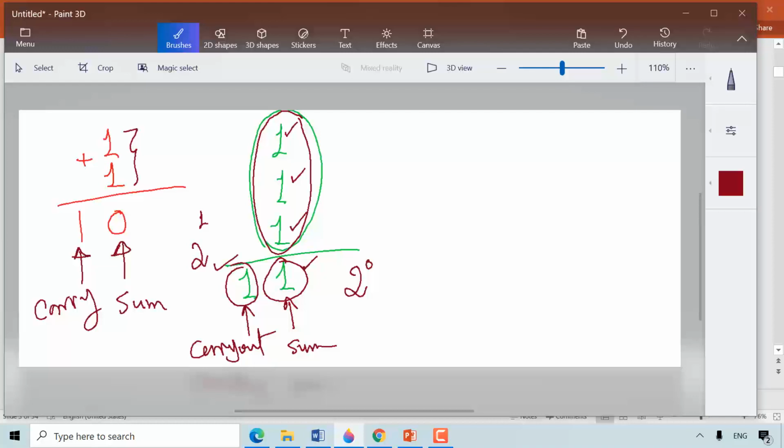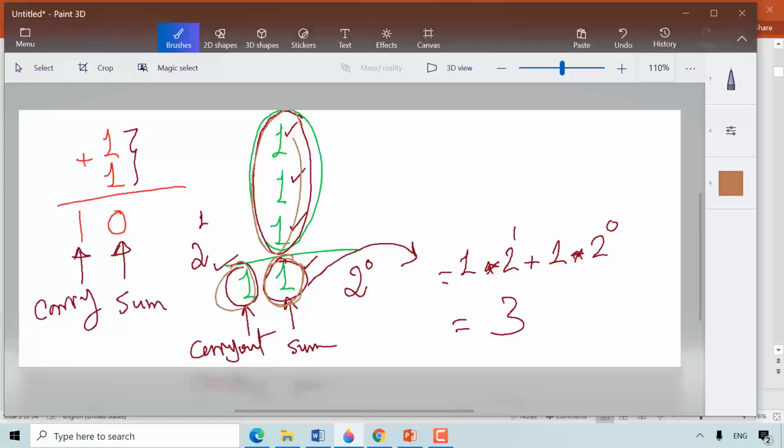And that's why when we add 1 plus 1 plus 1, if I want to evaluate this, it will be 1 times 2 to the 0 plus 1 times 2 to the 1. This is actually equal to 3. So the weight of the sum, which is this one here, is equivalent to the weights of the bits that we are adding. The weight of the carry is higher.